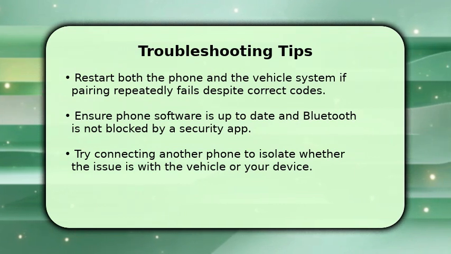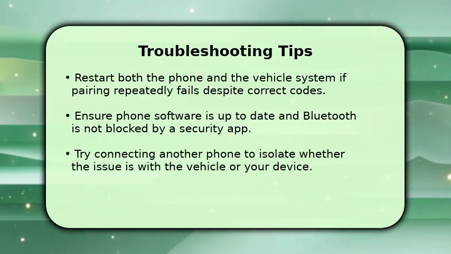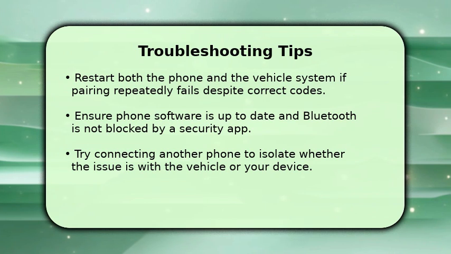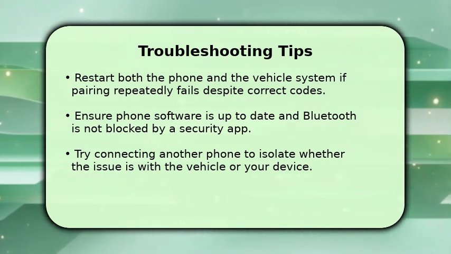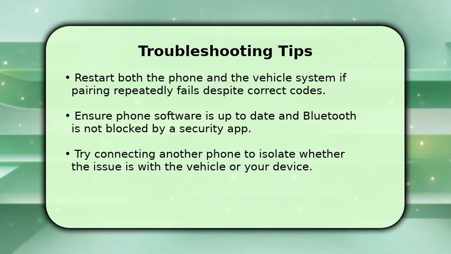Toggle Bluetooth off and on on your phone and reboot the infotainment unit if possible. Check for phone OS updates and confirm no privacy settings block Bluetooth pairing. Try pairing a second phone to identify whether the Transit or your device is the problem. If issues persist, consult a dealer or the vehicle manual for deeper resets and avoid attempting firmware installs while driving.